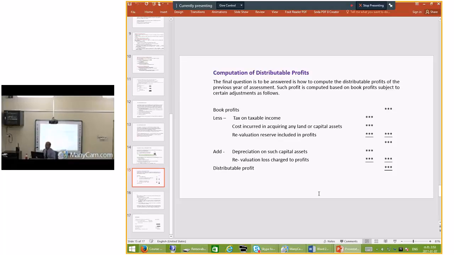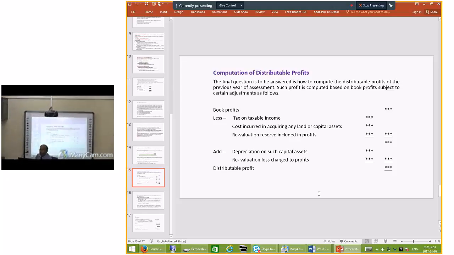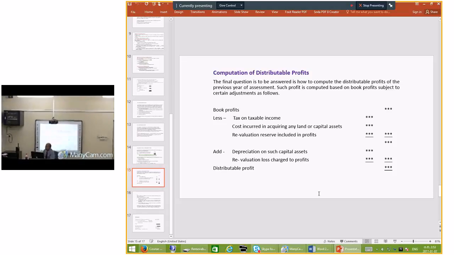Then the deemed dividend distributable profit is computed based on the previous year profit. First step, we take the book profit. Then we deduct tax on taxable income. If you paid some taxes for a previous year, that amount is deducted. And also cost incurred in acquiring land or capital assets, even land. That means if the company has incurred some cost for acquiring land or capital assets, that full amount is also allowed to be deducted from the book profit.